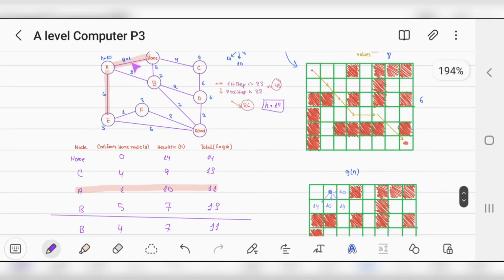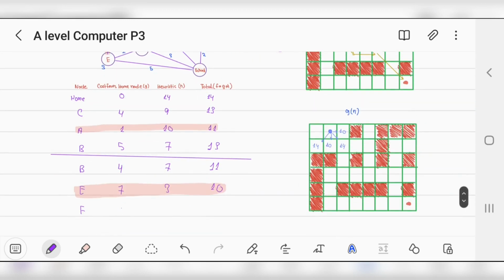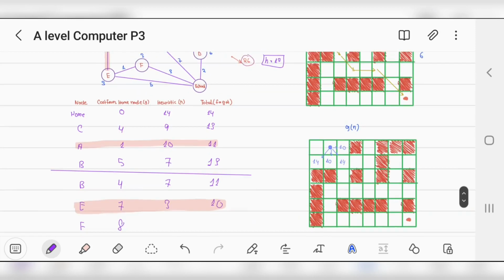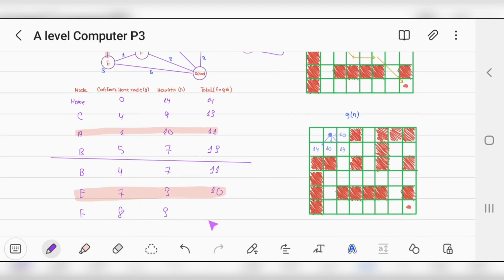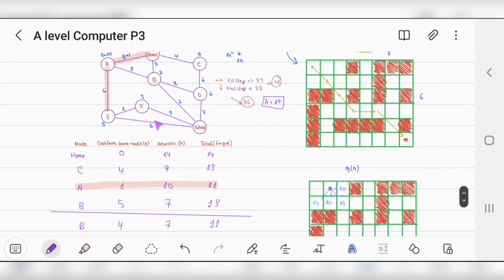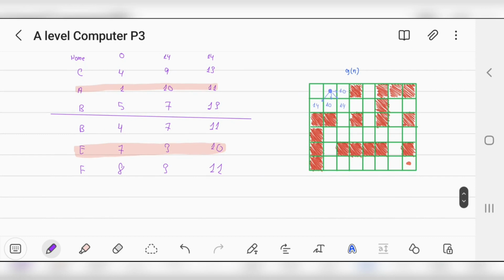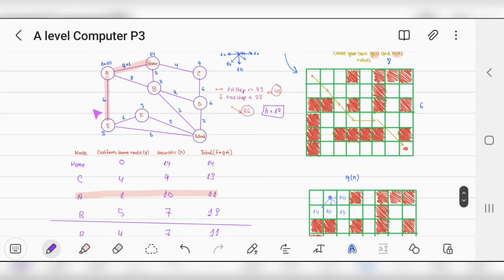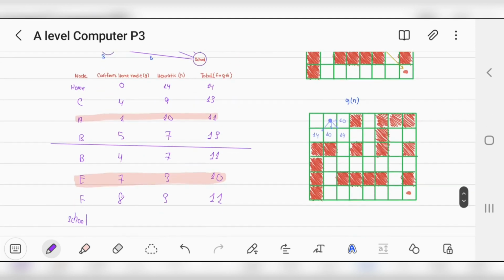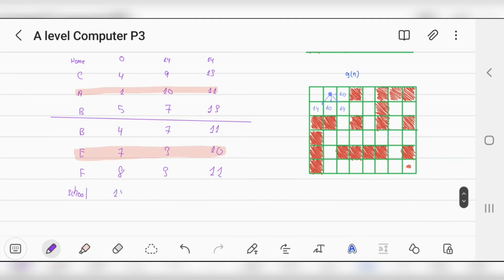Now seeing from here, E to F, what should be the cost? 1 plus 6 is 7, 7 plus 1 is 8. So 8 should be the total cost, and the heuristic value is 3, making 11. What should be the cost from here to here? 7 plus 5, which is 12. 12 is the total cost.